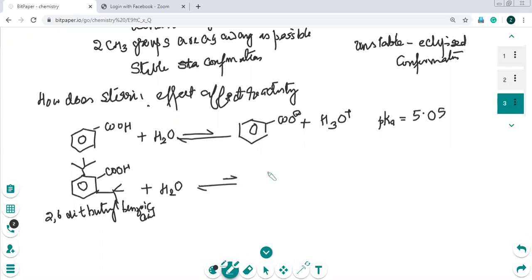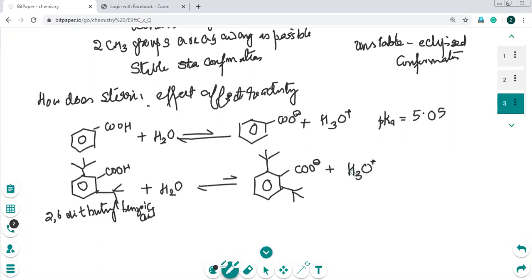Think about the acidity. Remember, these are observed facts, experimentally proven. So I got COO minus plus H3O plus.